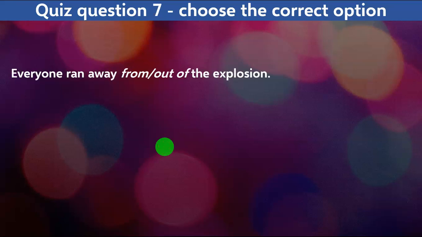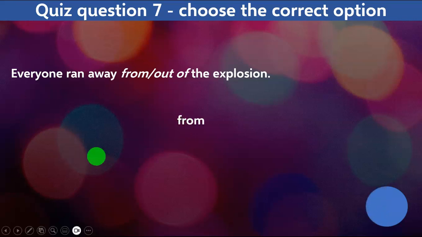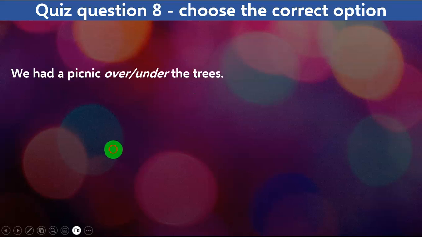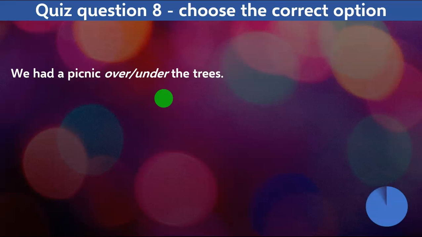Question number 7. Everyone ran away from or out of the explosion. The correct answer is everyone ran away from the explosion. You can't run out of the explosion. Number 8. We had a picnic over or under the trees. We had a picnic under the trees, right? You can't have a picnic over the trees.